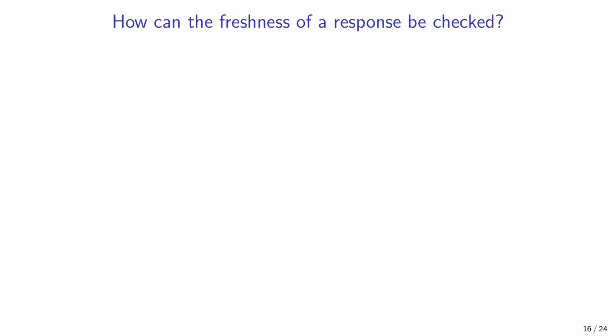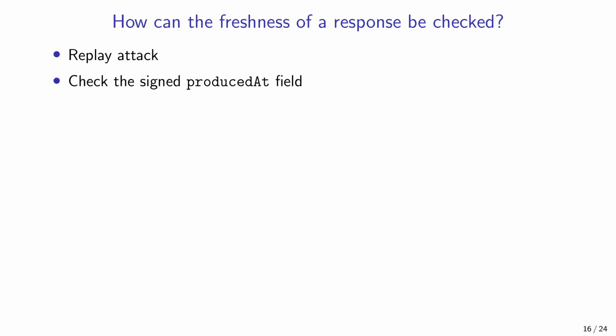Now, how can the freshness of a response be checked? The problem here is a replay attack. The idea of the replay attack is that the attacker can perform a man-in-the-middle attack on our connection to the OCSP server and replay some valid, outdated response, which is obtained when the certificate is valid, while the certificate is actually revoked and should not be trusted. To prevent replay attacks, we can check the signed produced at field to see when the server issued the response. But what should be the allowed time difference between the current time and the time specified in this field?